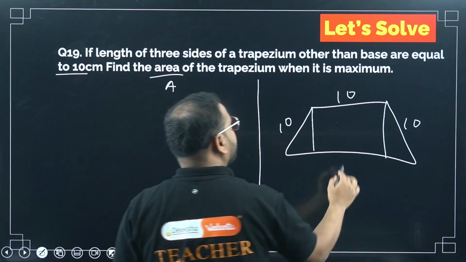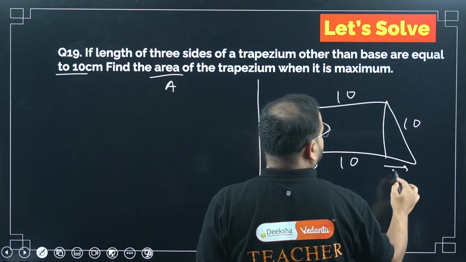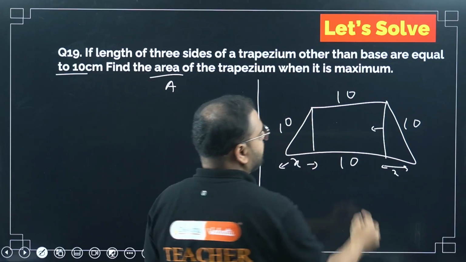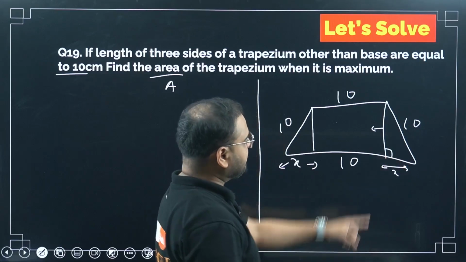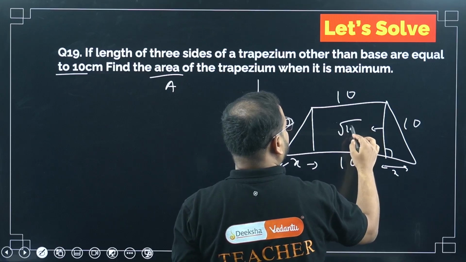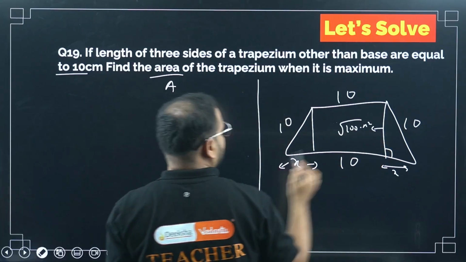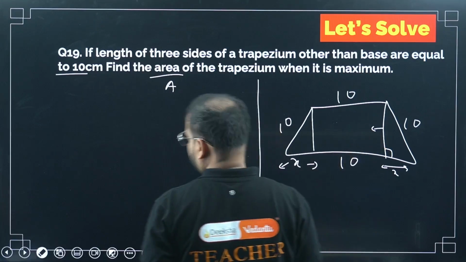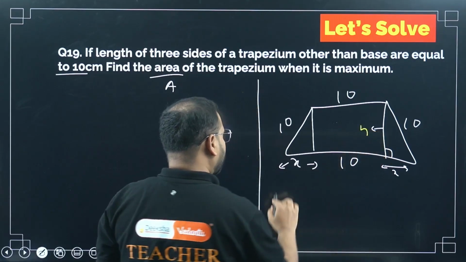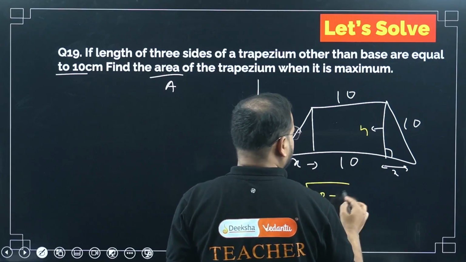So if I take this, this is going to be 10. I want to take this length to be x and this also to be x. What is going to be this value now? Isosceles trapezium, no? 90 degree, x is there. This is also x. This is going to be root of 100 minus x square. Let me write it over here. I'll take this to be height. So my height will be the root of 10 square minus x square, which is 100 minus x square.